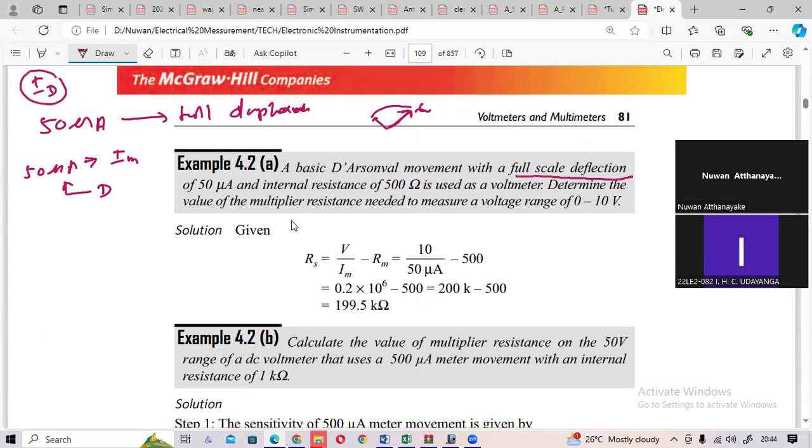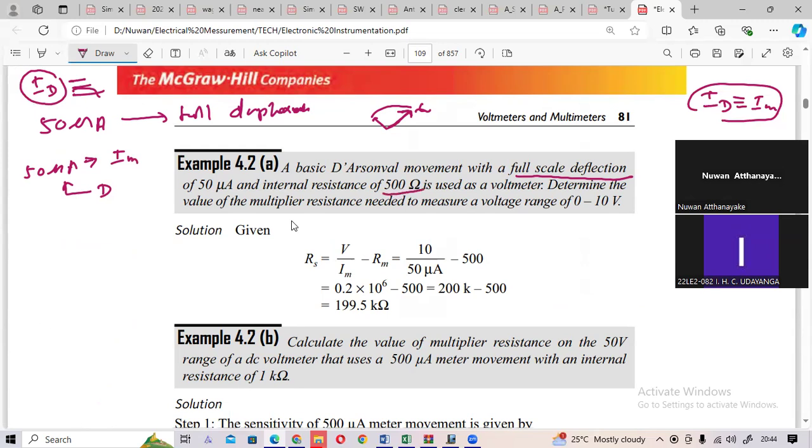Don't get confused, ID and IM are identical. I will use IM here because in our example also it is IM. This is the maximum current that can be measured through the Diasono setup, and the internal resistance is 500 ohm.